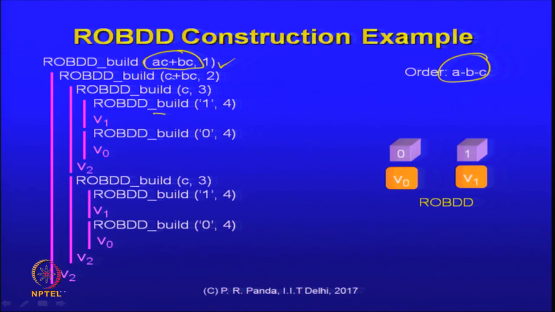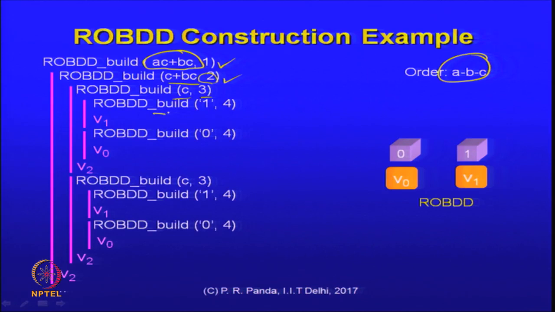So, you first compute the cofactor of that function with respect to A, you get C plus BC. That itself is also a complex expression, you can't do anything, you have to call the recursion further. So, C plus BC, again you take the cofactor with respect to B. Now, 2 is B. So, you take the cofactor with respect to B, you get C, and now you call the recursion this time with 3, which is C.